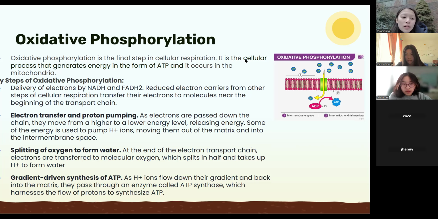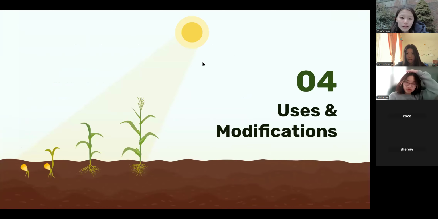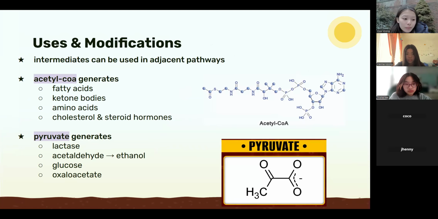All right. And then next we have the uses and modifications of cellular respiration. So modifications is basically when an intermediate molecule is utilized and changed within the metabolic processes. And this basically allows them to adapt to certain needs and a lot of metabolic versatility, energy production, regulations, and homeostasis. And basically, acetyl-CoA is modified into fatty acids for fatty acid synthesis, ketone bodies, amino acids, cholesterol, and steroid hormones.